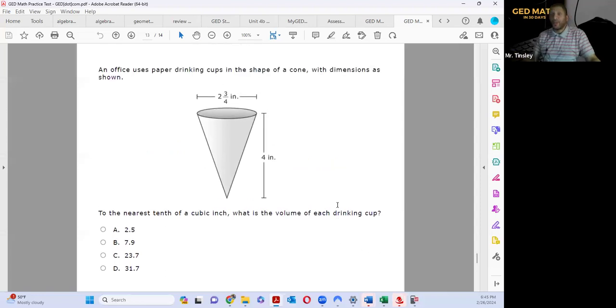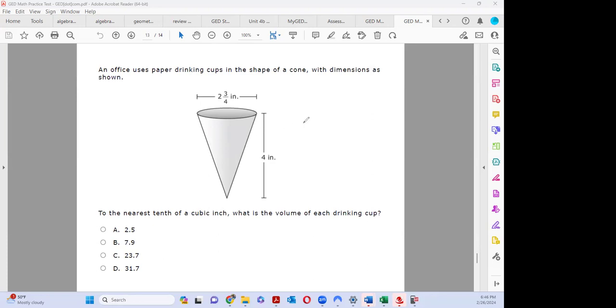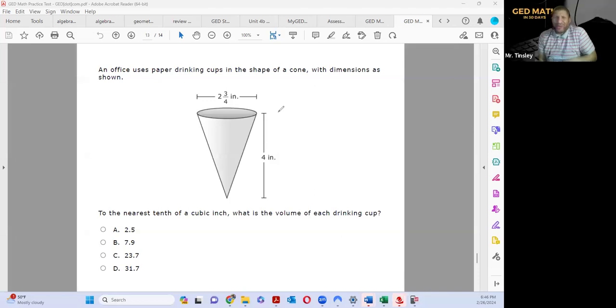Okay. Office uses paper drinking cups in the shape of a cone with dimensions as shown. 2 3/4 is your diameter. 4 is my height. Does everybody understand that? How would I find the radius of this cone? Does anybody know? You would divide the diameter by 2. And how do I do that on a calculator?